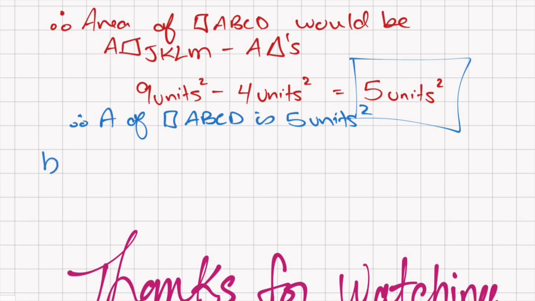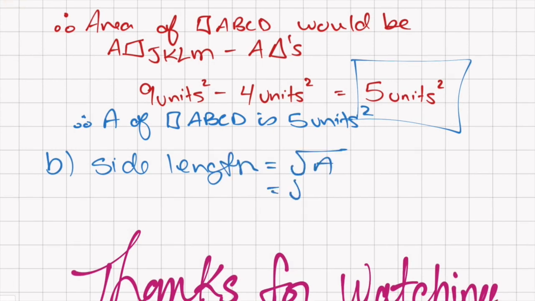And this we have to remember, we can use finding the square root of a square in order to determine the side length. So if our area of the square is 5 units, the side length would be the square root of 5, which would be the square root of the area. And because this is not a perfect square, we can just leave it as the square root of 5.